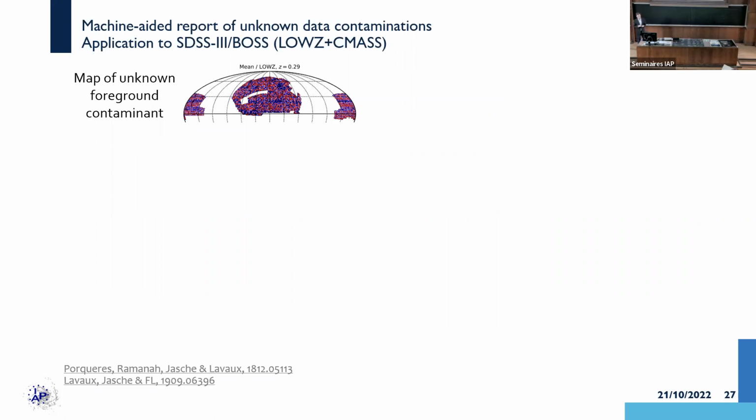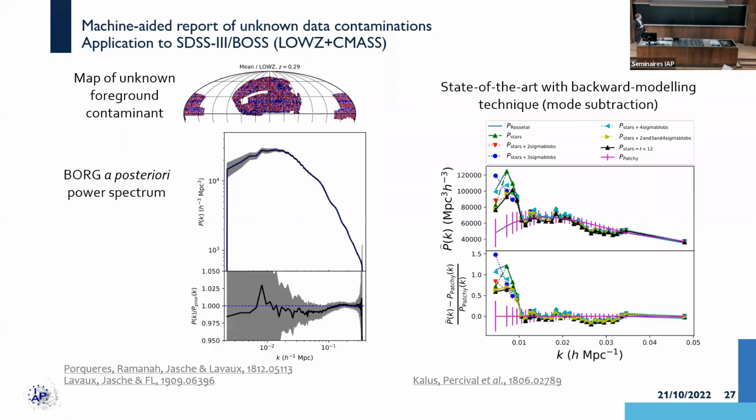So just one example of this idea of hypothesis generation. This is an extension of Borg. That's Borg doing a machine-aided report of unknown data contaminations. With extending the model, now Borg actually automatically reports maps of unknown foreground contaminants. And when applied actually to SDSS3 data, Borg actually did find some unknown foreground contaminants. So this is the a posteriori power spectrum here from Borg as compared to the state of the art with backward modeling techniques, various techniques of mode subtraction, which takes into account various kinds of templates.